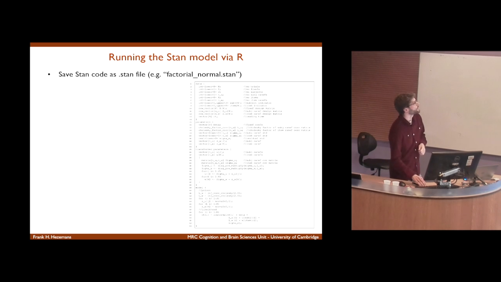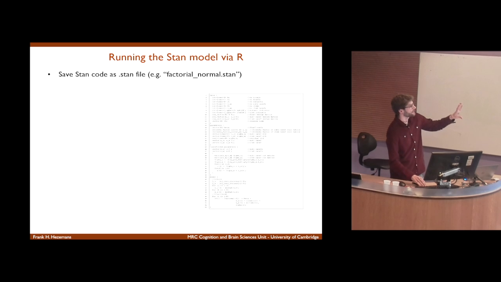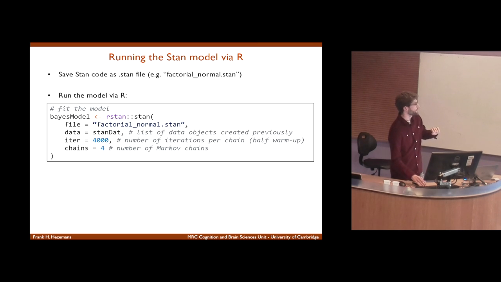Okay, so we'll take this code, save it as a .stan file, and from there it's actually quite simple. You've got this command in R. This is the bit of Stan code. That's a list of objects that refer to the linear mixed model that we want to fit. In this case, I want 4,000 samples per chain and 4 chains.